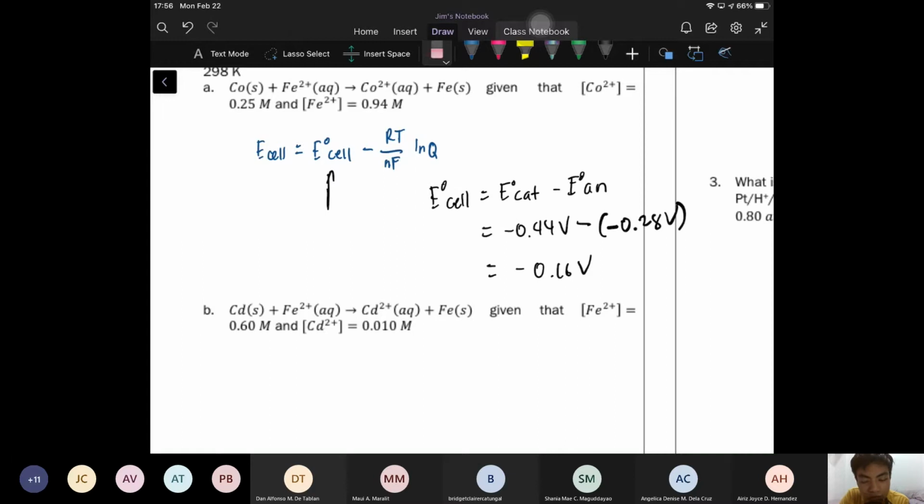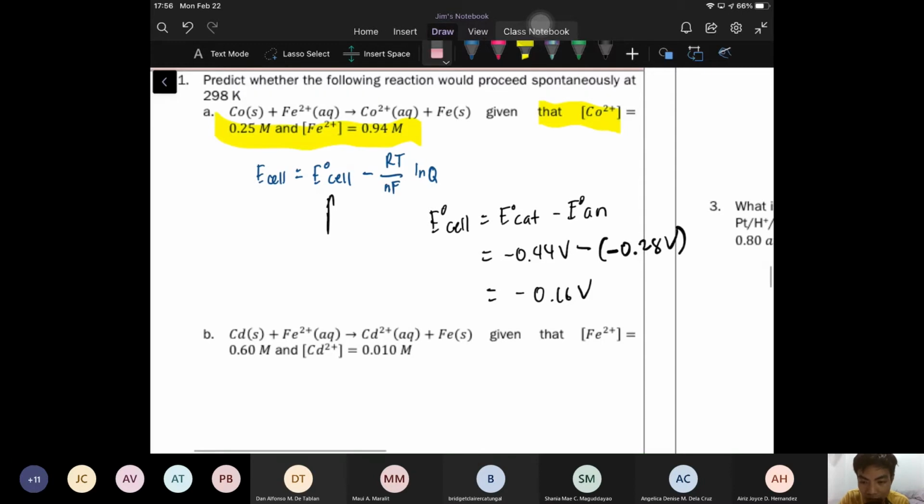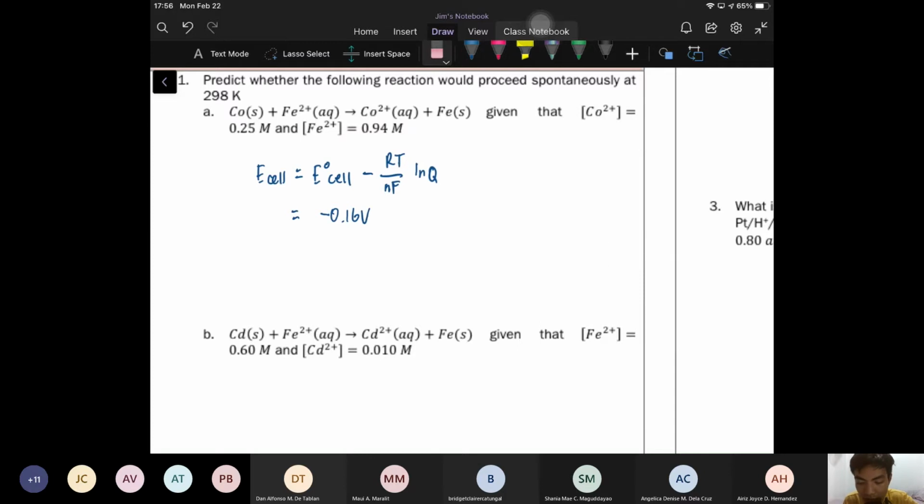Initially, the cell potential is negative. So, ibig sabihin, not spontaneous tong reaction talaga, no? Hindi mangyayari tong reaction na to. Pero, since binago nila yung concentration, tignan natin kung mangyayari yung reaction. Spontaneous pa rin, spontaneous na ba yan or hindi pa? Tignan natin, solve natin. So, initially, under standard condition, hindi yan spontaneous. Kasi negative 0.16 yung voltage niya. Pero after changing the concentration, tignan natin kung mangyayari yan.